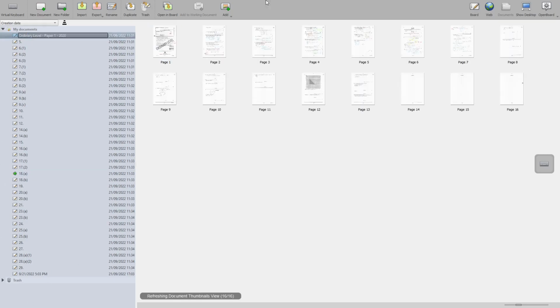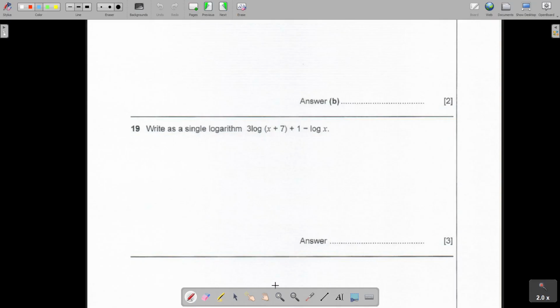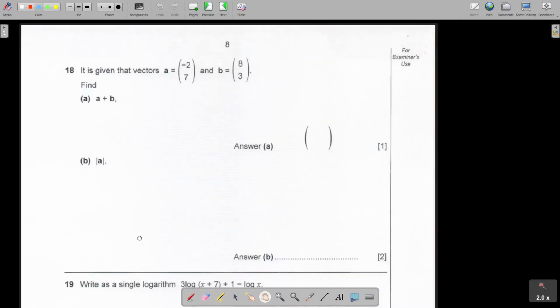Okay, so I think let's just go back to the question paper, and then let's do that very easy one there. Okay, so just fill it in. In the place of A, it's negative 2, 7. And in the place of B, 8, 3. And then, as I said, the same position. So 8 minus 2, 6. 7 plus 3, 10. And that's the answer, 6 and 10.